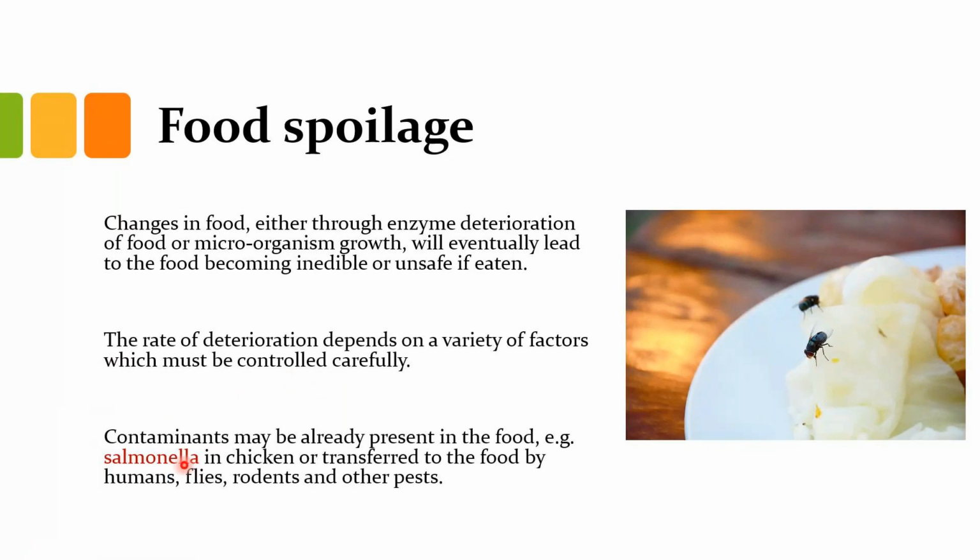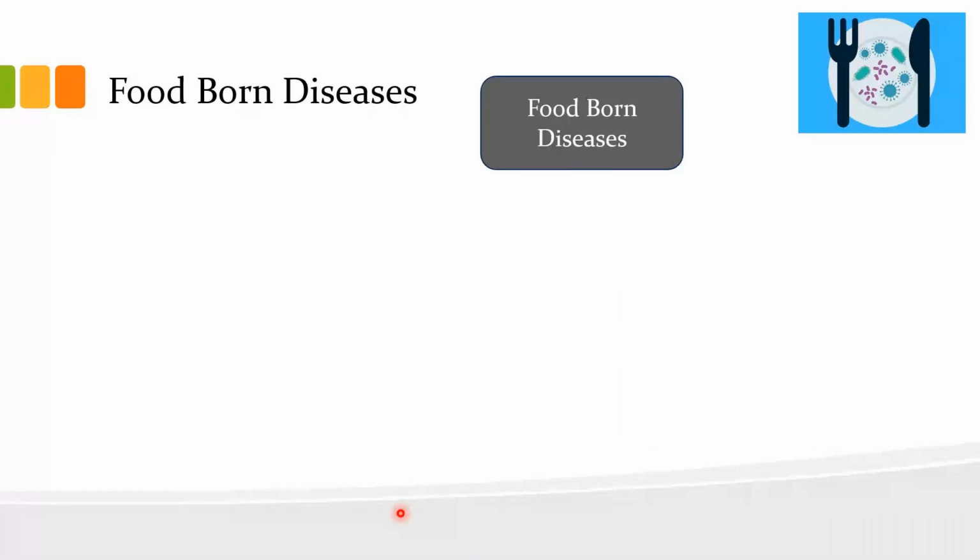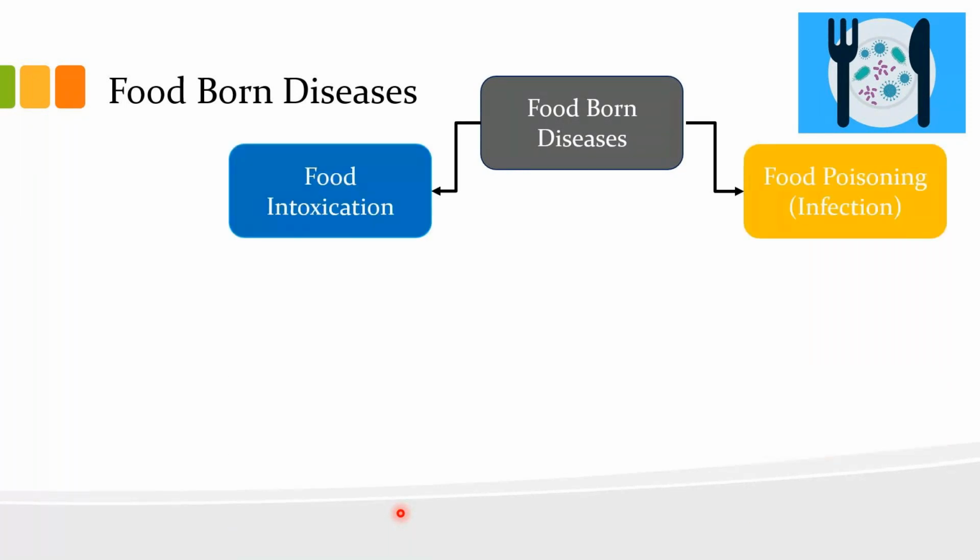Contaminants may already be present in the food, like salmonella, which comes from chicken, or be transferred to the food by humans, flies, rodents, other pests, or even food workers. We can see a small diagram to highlight food-borne disease. We have two types: food poisoning or infection, and food intoxication. These are the terms of food-borne disease.